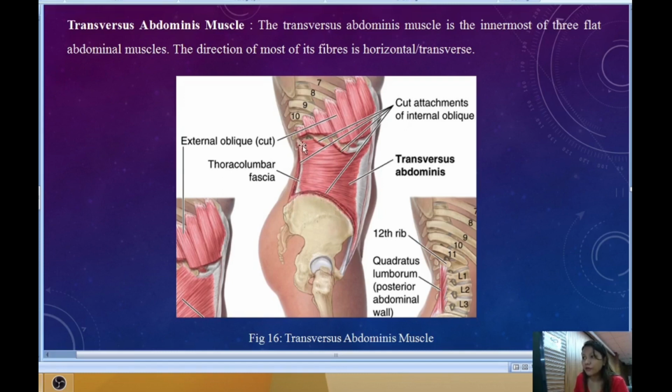And this fascia at the backside is known as thoracolumbar fascia. It also originates from the thoracolumbar fascia, and it gets inserted in this. See, this is the aponeurotic midline structure. I have told you, linea alba, pectineal line, pubic crest, all this it is getting inserted here. And the nerve supply is the same, T7 to T12 and L1. Okay, this is transversus abdominis.